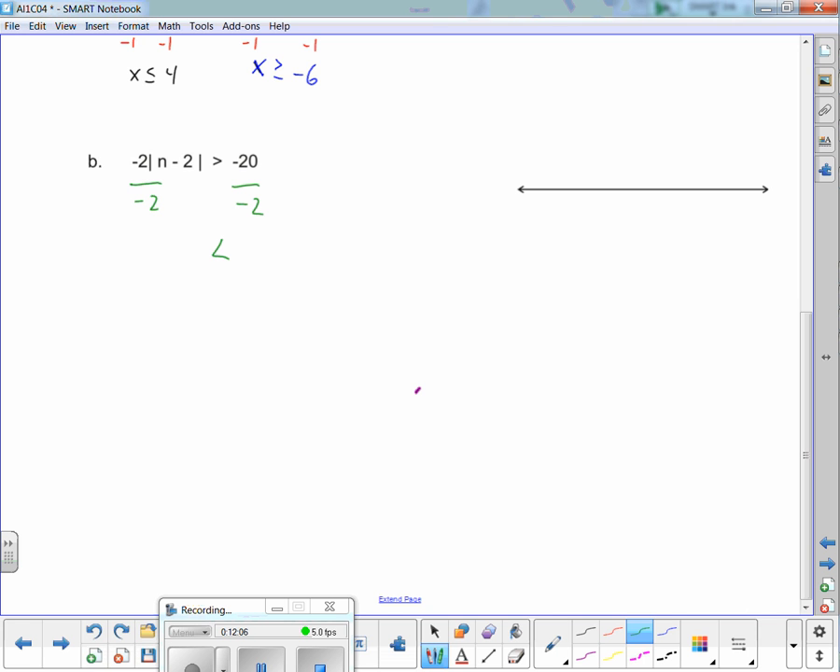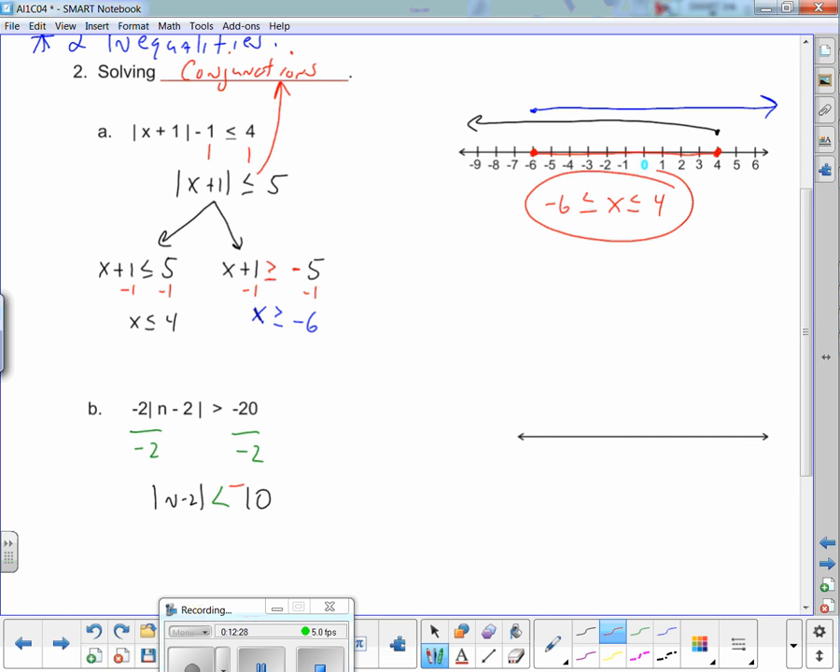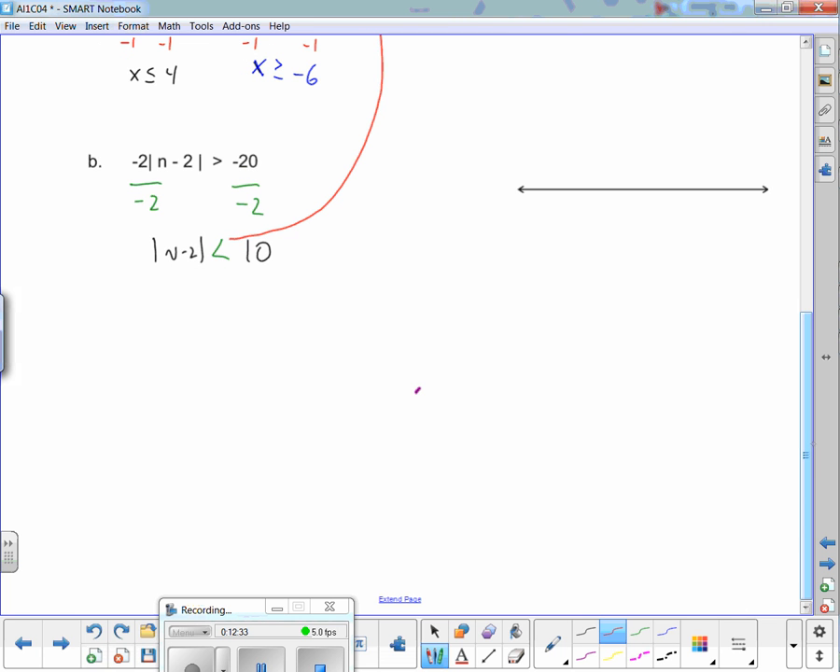Don't forget, whenever multiplying or dividing by a negative quantity, reverse the inequality symbol. Be careful there. Now we end up with the absolute value of n minus 2 less than 10. Oh, it's a less than. Less thans are conjunctions. See, don't read the symbol until the absolute value is isolated. Otherwise, you're going to think it's something else.